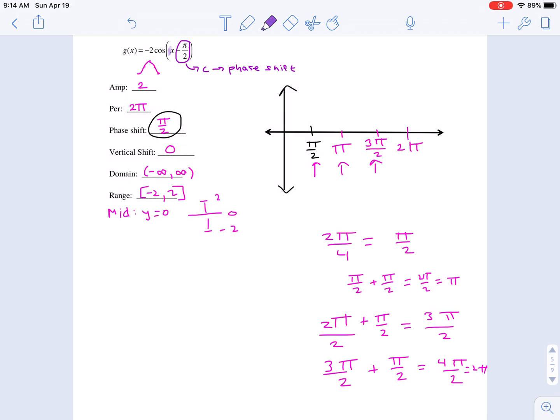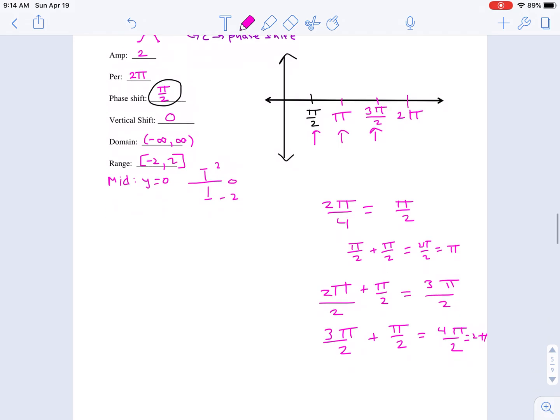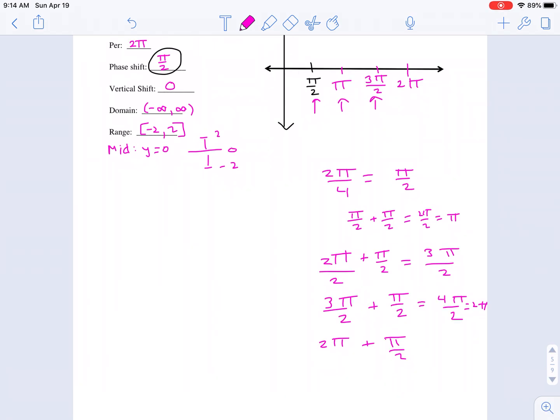Now, take a look at our graph. Do we have 4 intervals yet? We're starting here. That's 1, 2, 3. No, so we need a 4th interval. We need to keep going. We're going to extend beyond that 2 pi. So we're going to take 2 pi and add that interval again. Now, 2 pi again, it's going to need a common denominator, so I'm going to make that 4 pi over 2 instead of 2 pi. And that gives me 5 pi over 2. Okay. So now I have all 4 intervals, 1, 2, 3, 4.